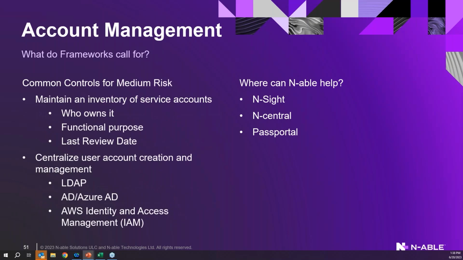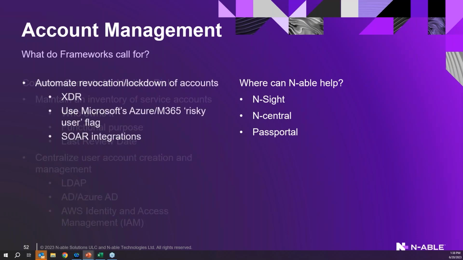Then we move up to medium risk. They want you to maintain an inventory of service accounts. That might not be something that you're currently doing. They want to know who owns it, its functional purpose, and the last review date. I know I personally have walked into businesses before and discovered service accounts that haven't been used for 5 years. So you need to have knowledge of them. You need a record of them so that you can properly address them whenever changes need to be made.